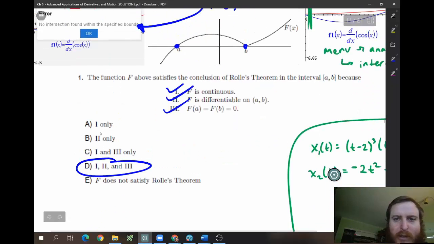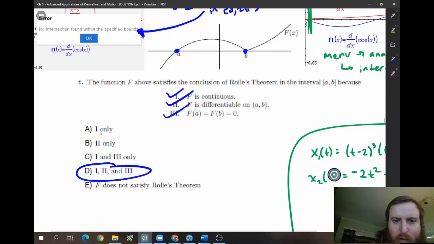So it's asking about this graph up here, right? This graph. And it says, why does it satisfy Rolle's theorem? Well, because all 3 are true. If it does satisfy Rolle's theorem, they all had to be true. So this graph is continuous.